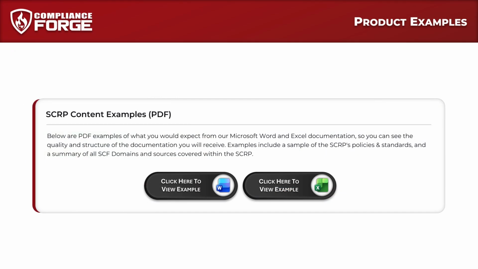Our customers choose the SCRP because they need a scalable and comprehensive solution. PDF examples of the policies and standards, and a summary of all SCF domains and sources covered within the SCRP are available on the product page, so you can see the quality and structure before you buy.